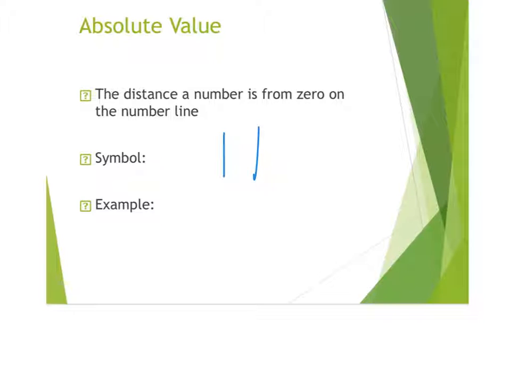For instance, if I wanted the absolute value of 4, in other words, how far is 4 from 0 on the number line, it would look like this. By the way, the answer to that is 4. Likewise, if I said, what is the absolute value of -4? I'd write it like that. And again, that means, what is the absolute value of -4? Well, how far is -4 from 0 on the number line?